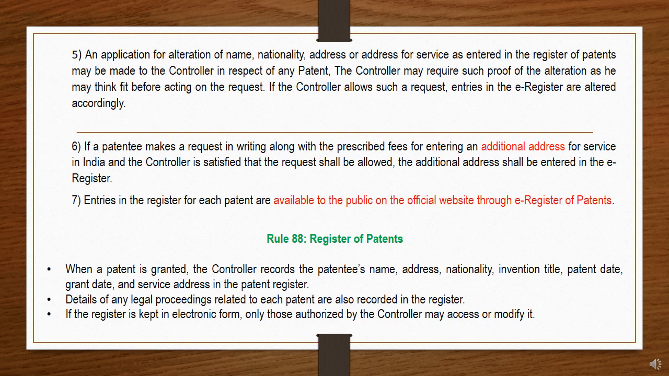Next are rules. First one is rule number 88, which is patent register. In that, first, when a patent is granted, the controller records the patentee's name, address, nationality, invention title, patent date, grant date and service address in the register. Second one is any legal proceedings related to the patent are also recorded in the register. And third one is if the register is electronic, only people authorized by the controller can access or change it.